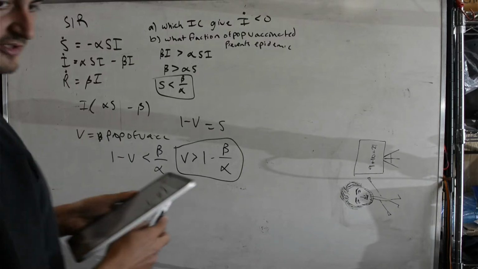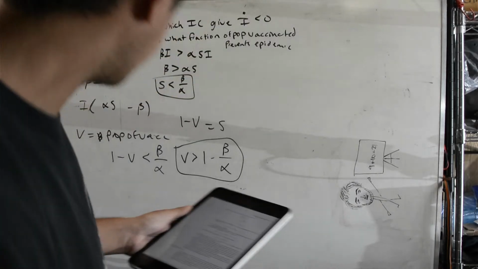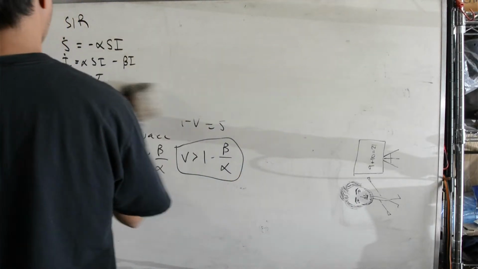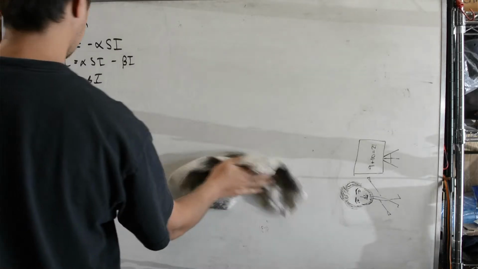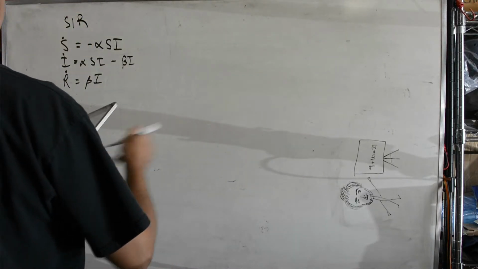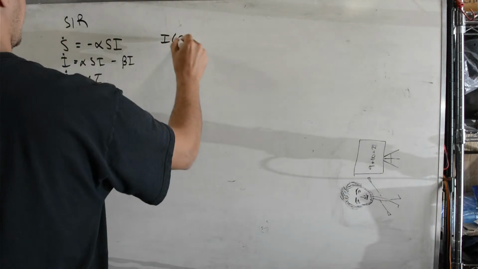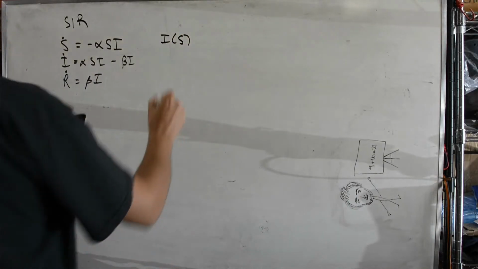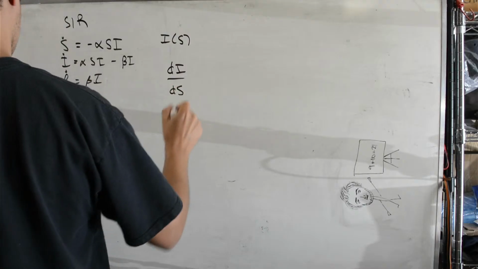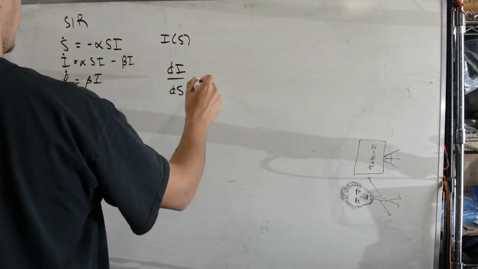Can we just go through the integration? Let's go through the integration. Okay, so what we want to do is find the expression of I of S. So we have dI/dS, and if we integrate this, then we get I of S.